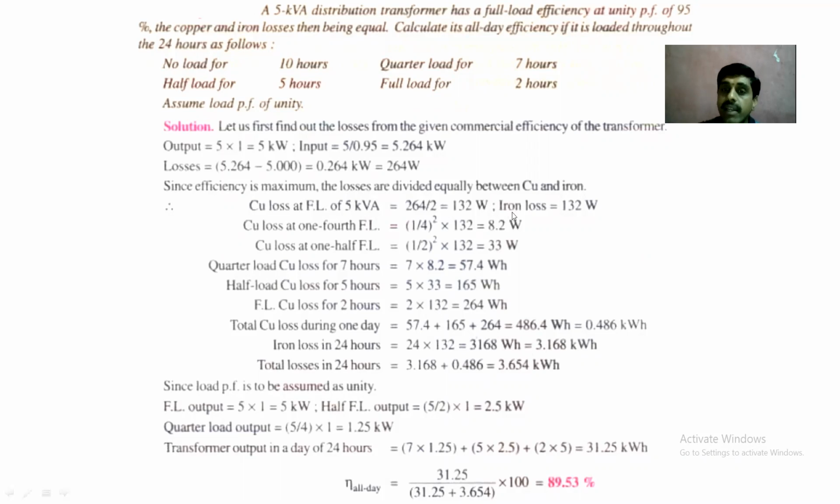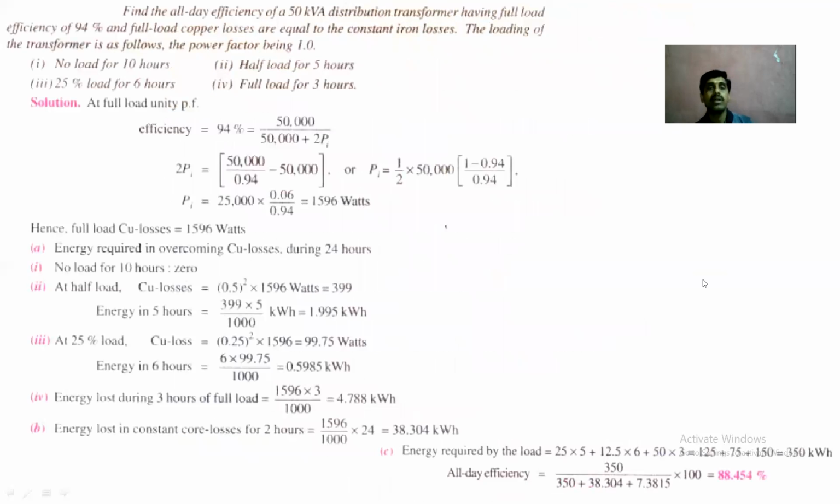Therefrom we have taken iron loss constant for 24 hours, and copper loss we calculated for different periods for different loads. Then we substituted in this all day efficiency formula. So this is also a problem on the all day efficiency. You can go ahead with the knowledge that we have gained.